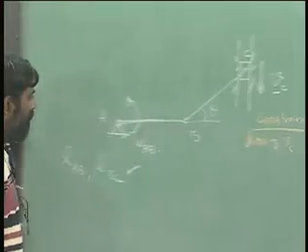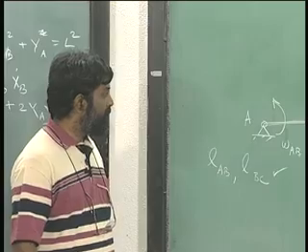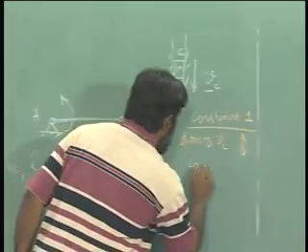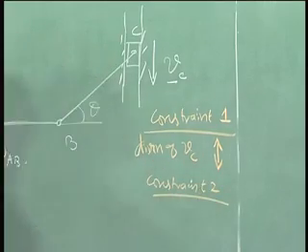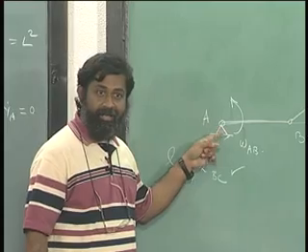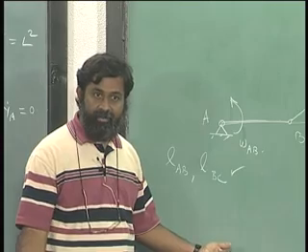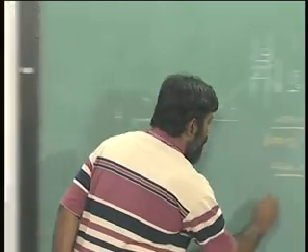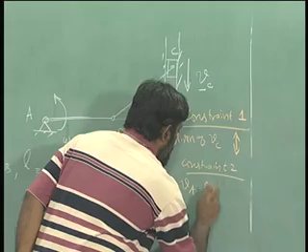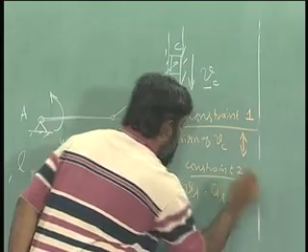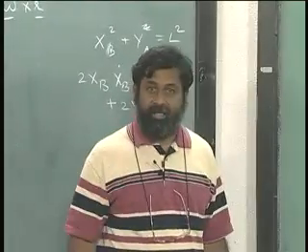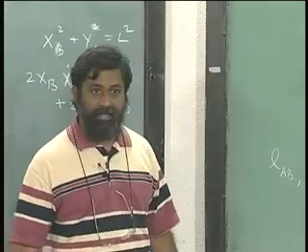Okay. What is the other constraint? Constraint number 2 is, if you look at this point A, it is fixed to the fixed frame. So VA equals 0, acceleration of A equals 0, correct. That is another constraint given.